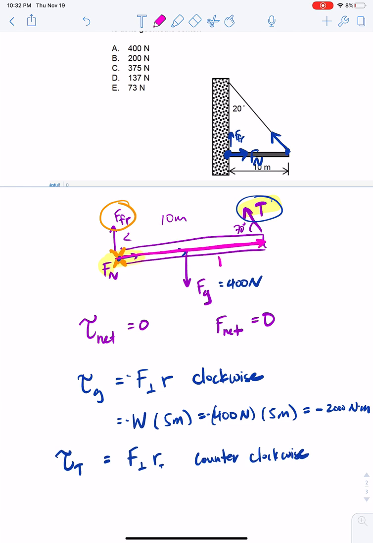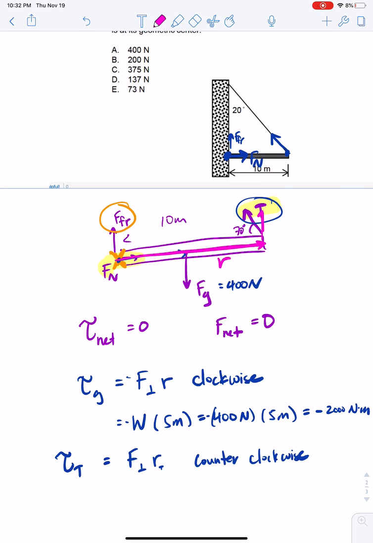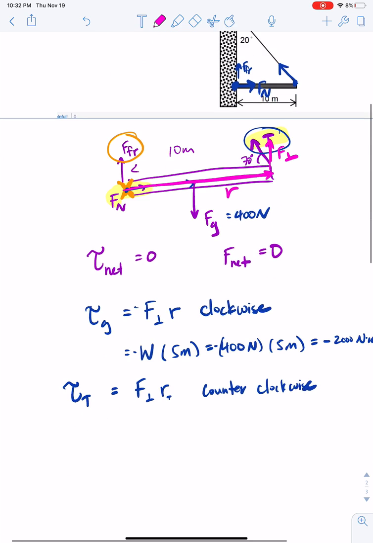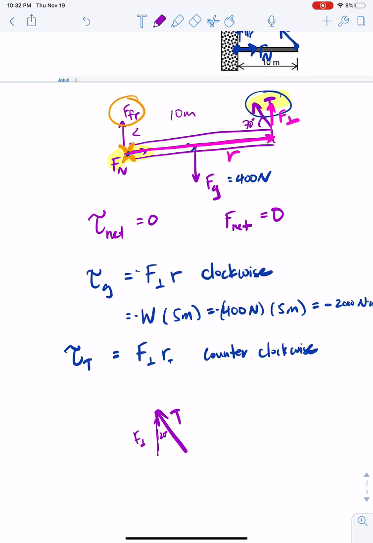So I'm going to use this pink for the tension force. So this is our radius for our tension force, and then the perpendicular component, perpendicular to that radius, is going to be this pink component that I just drew. Okay, if we draw our tension force like this, we could also draw it as this side here. This is the perpendicular component.